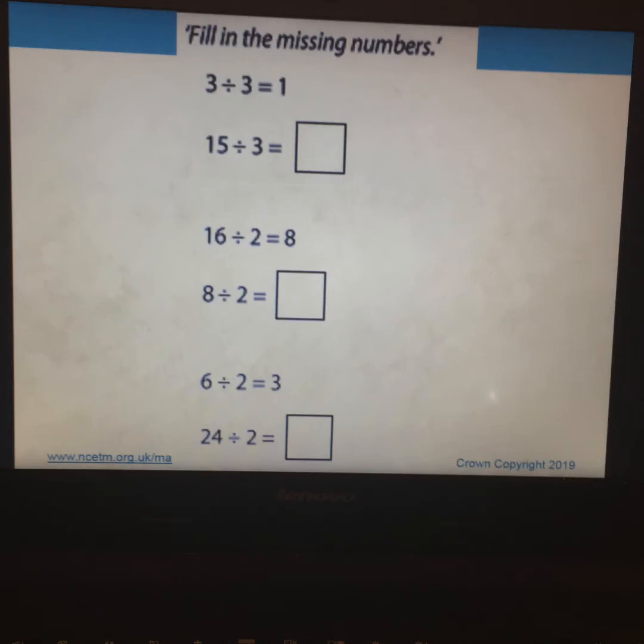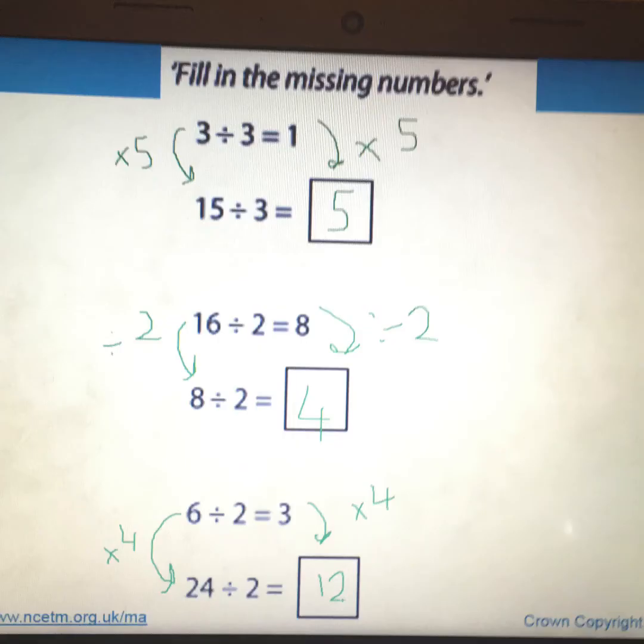Okay, I now want you to use what you've been doing to work out the missing numbers. I know you could work these missing numbers out just by using your times tables, but I really want you to have a look at using the relationship to work these out. You can prove it by using your times tables, but I want you to really look at the relationship between these two equations. Off we go.